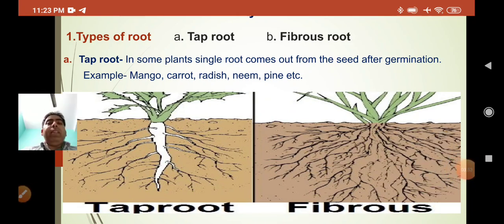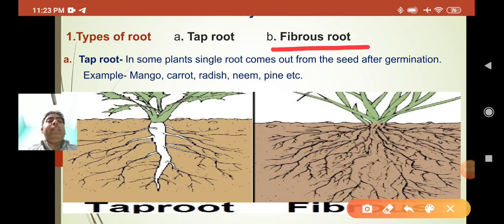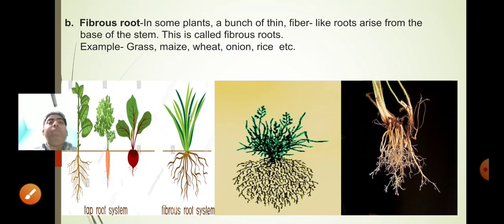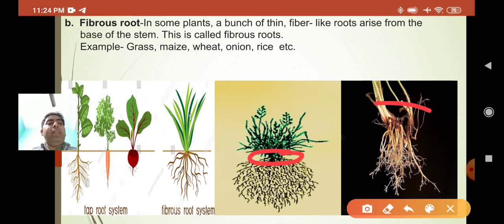The second type of root is fibrous root, and examples are given here. What are fibrous roots? In some plants a bunch of thin, fiber-like roots arises from the base of the stem. Here is the base of the stem. This arises from the base of the stem. They are called fibrous roots.